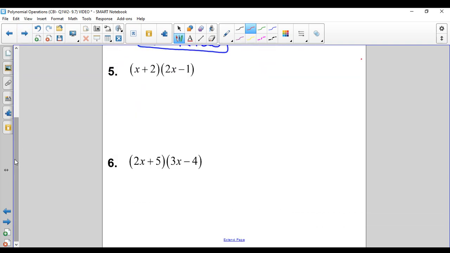Skip number 5. Let's just jump to 6. First, we get 6x squared. Outer, we get 2x times negative 4 is negative 8x. Inner is 15x. Last is negative 20. Combine the middles, and you're done.